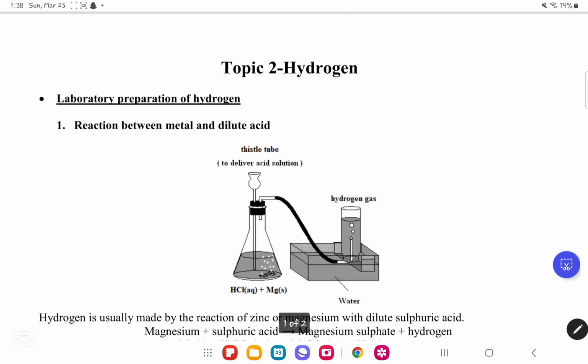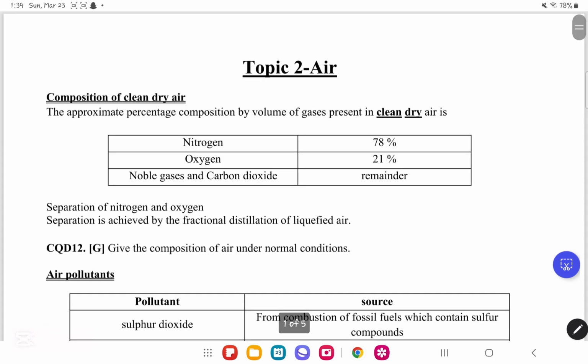So this is from this paper. Let me open the air paper. So here we reach topic 2, air. Now we're going to discuss air, just some things that involve also hydrogen and oxygen, but mainly it's going to be about air in general. Composition of clean, dry air. What is the composition, or what is clean dry air made up of?